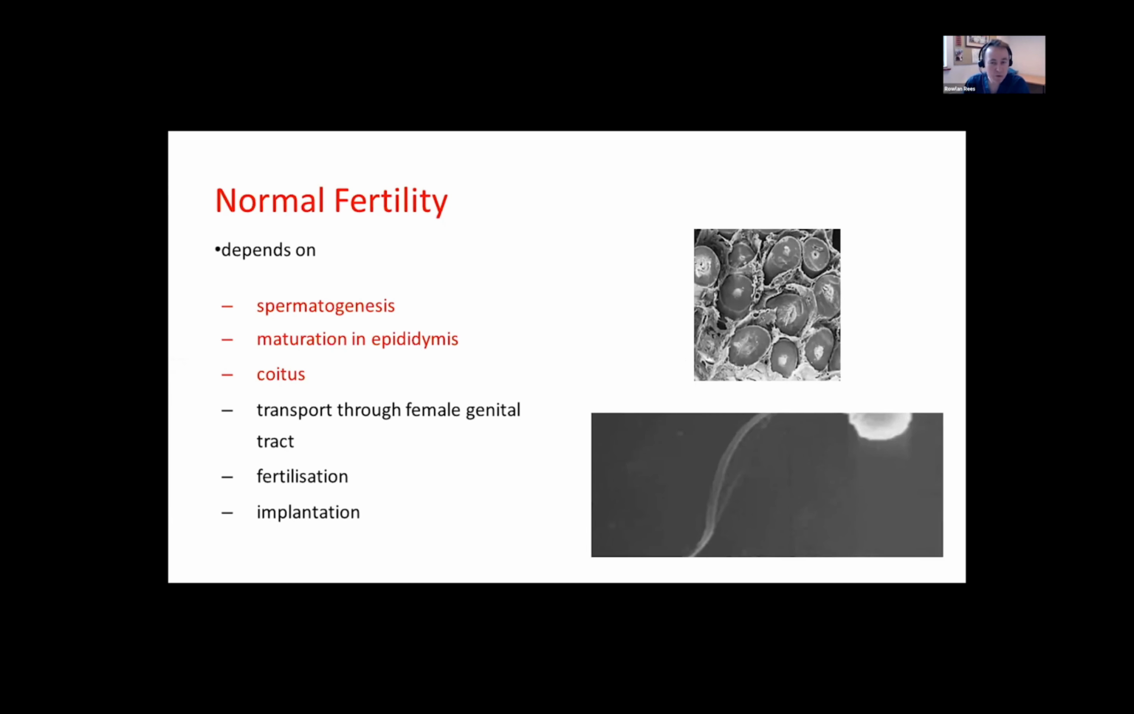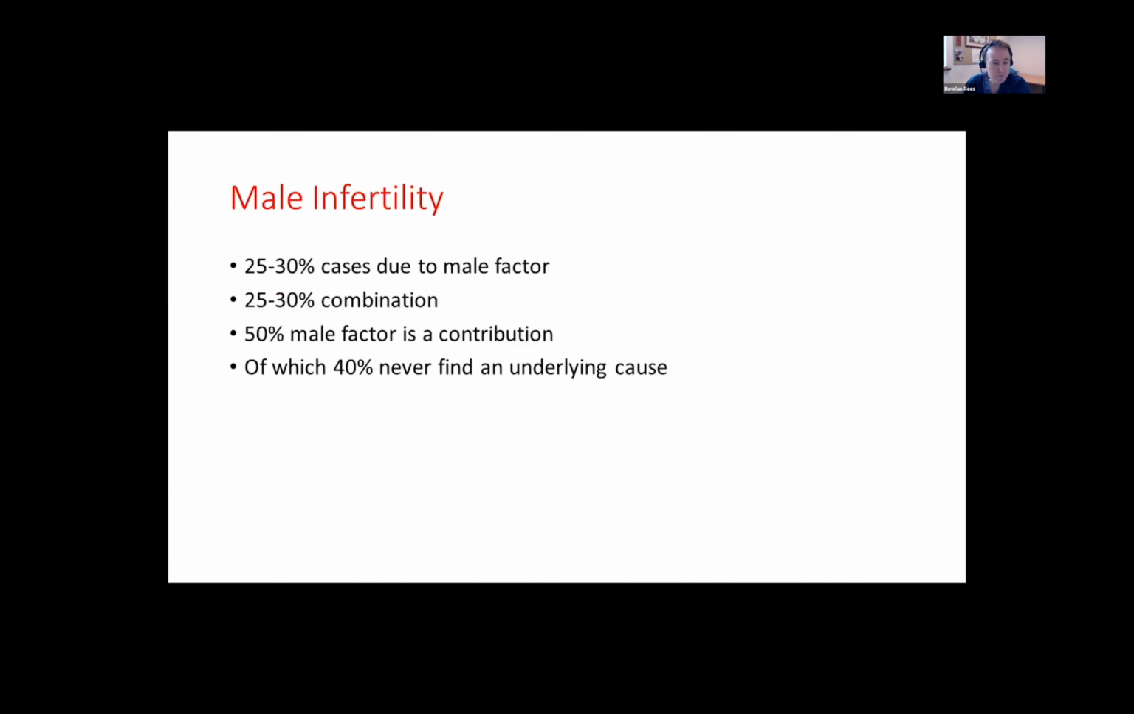So normal fertility, as you well know, relies on healthy spermatogenesis, maturation of sperm within the epididymis, successful intercourse, and those topics there in red are really the remit of the male doctor, the andrologist or the urologist, and the rest of the pathway there, generally the domain of gynecologists.